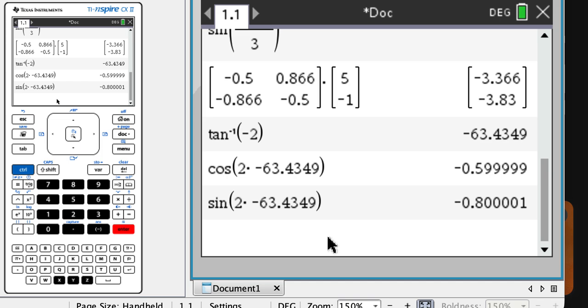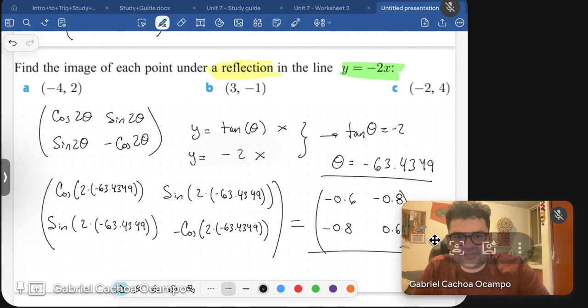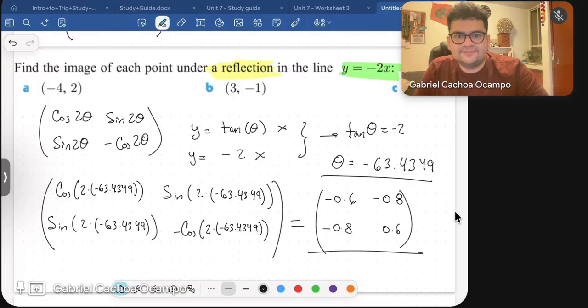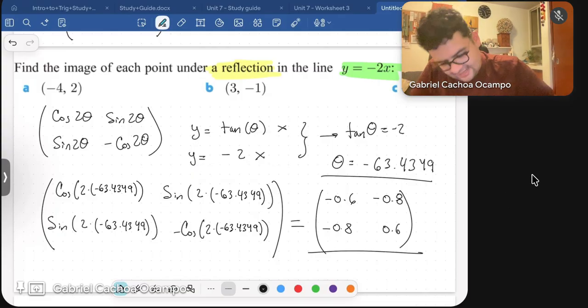So this is going to be negative 0.6, negative 0.8, negative 0.8, 0.6. This is a matrix that corresponds to the reflection.